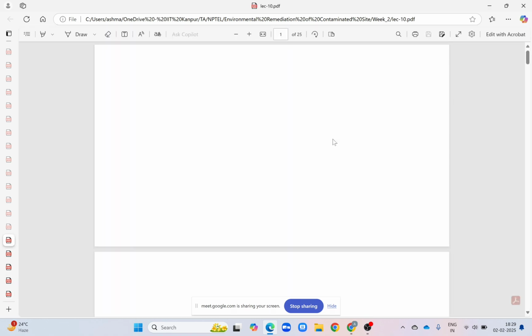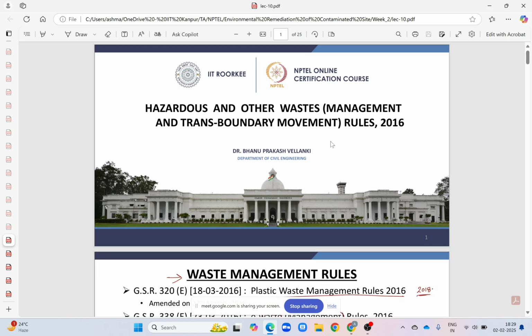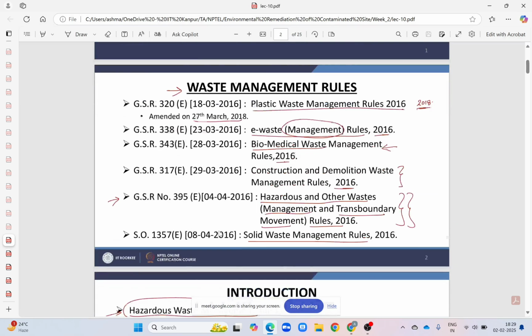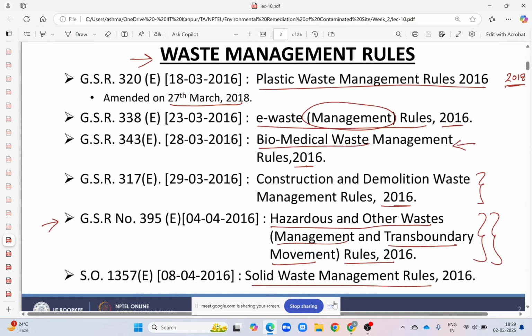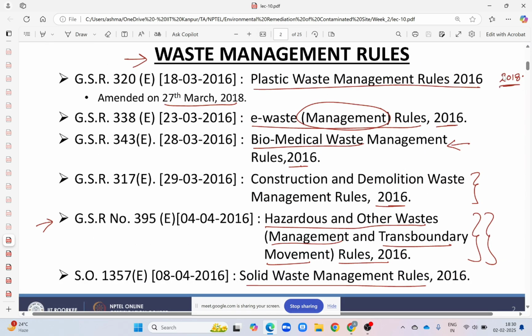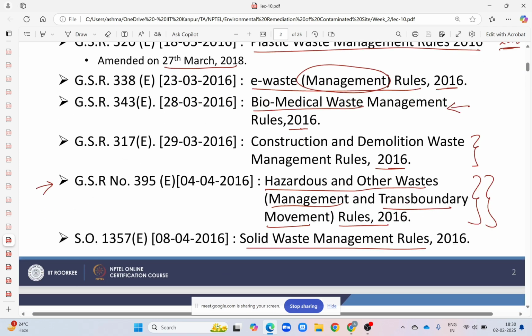So this is the last lecture, and it is about the various rules for waste management in our country. Here we can see the slide where various rules are mentioned: the plastic waste management rules, the electronic waste management rules, biomedical waste rules, and construction and demolition waste management rules. We are mainly concerned about the hazardous and other waste rules 2016, and the other rule, which is the solid waste management rules.